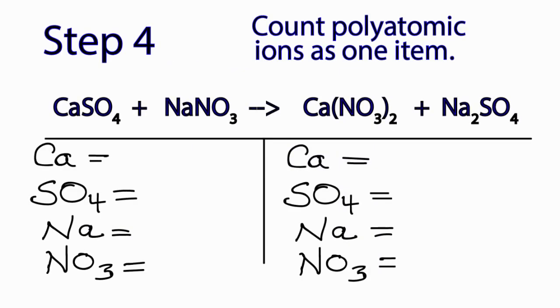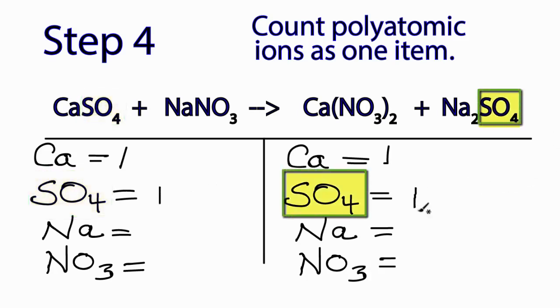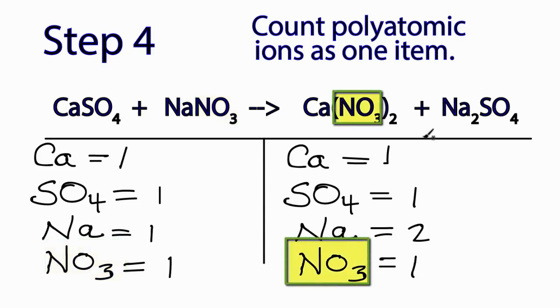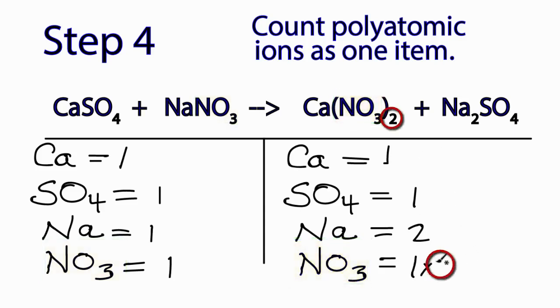So here's the equation, and I've done my accounting below. You can see I have 1 calcium here, 1 calcium over here, and then I wrote the entire SO4 as one thing. And I have 1 of those here, and over here I have 1 SO4, 2 Na's on this side, and over here 1 NO3, but that 2 on the outside means I have 2 of them. So I have 2 NO3s.